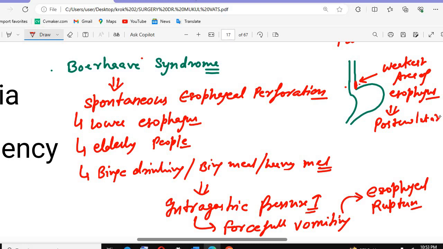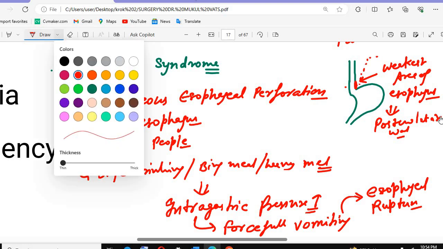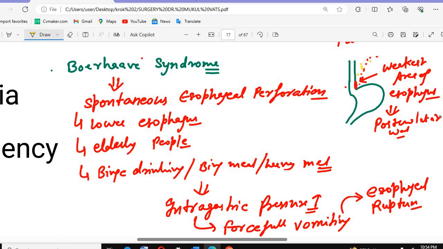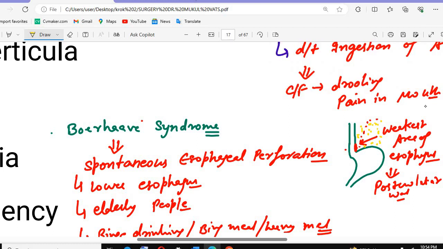So what will be there? The drink, the food, everything will be spread to the mediastinum. It will come to the mediastinal region. And what will it cause? It will cause mediastinitis.